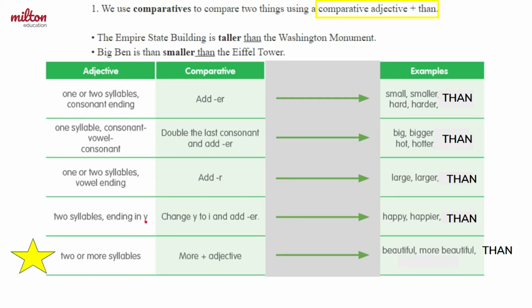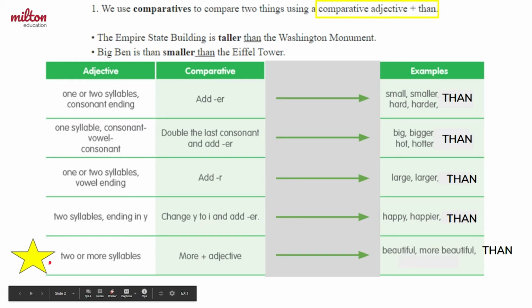If our adjective has 2 syllables and ends in the letter Y, we change the letter Y to an I and then add er. For example, in the word happy, happy ends with letter Y. So we change Y to an I, and then we add er. Happy becomes happier than.